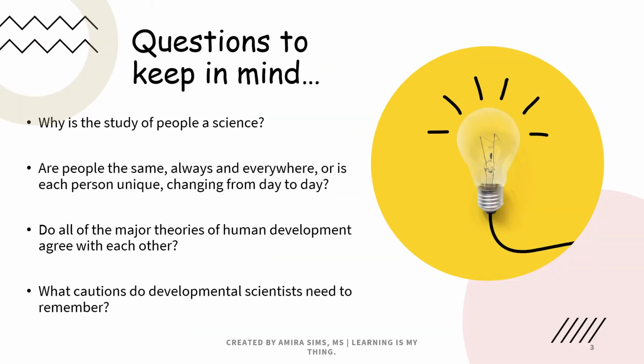These are some questions to keep in mind. Why is the study of people a science? Are people the same always and everywhere, or is each person unique, changing from day to day? Do all the major theories of human development agree with each other? And what cautions do developmental scientists need to remember?